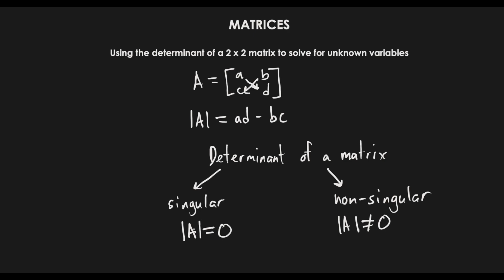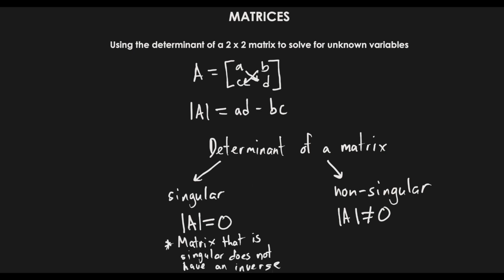Another thing that we will be learning in a later lesson is the inverse of a matrix. But just for context, in this scenario, a matrix that is singular does not have an inverse. So if I was to tell you that I have a matrix that does not have an inverse, that's another way of me saying that a matrix is singular. So obviously a matrix that is non-singular is a matrix that has an inverse.